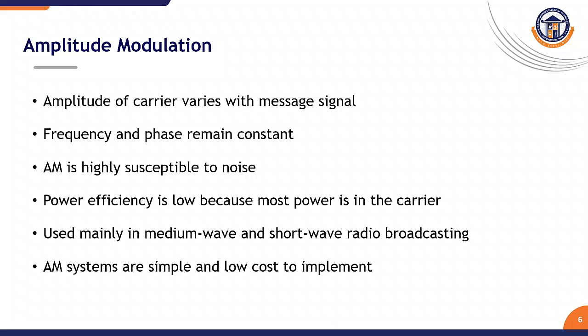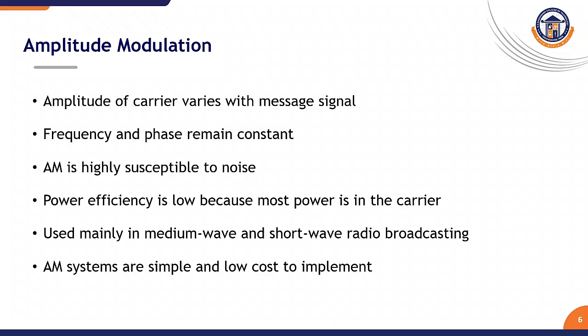Amplitude modulation is simpler to implement, and hence it requires a less complex circuit. It is highly susceptible to noise, because noise mainly affects the amplitude of the signal, and this is an amplitude modulation technique. Also, AM is not power efficient, as a large portion of power is wasted in transmitting the carrier signal.